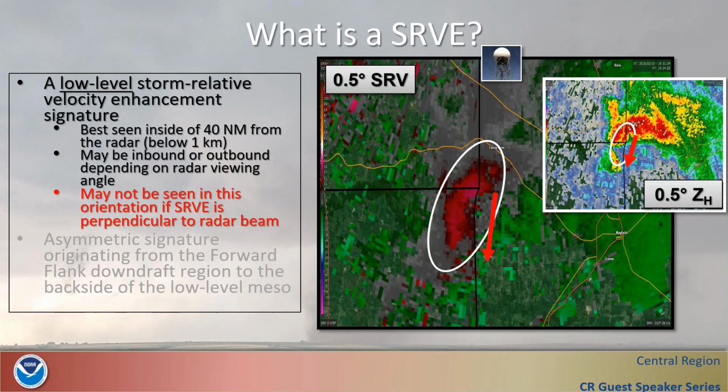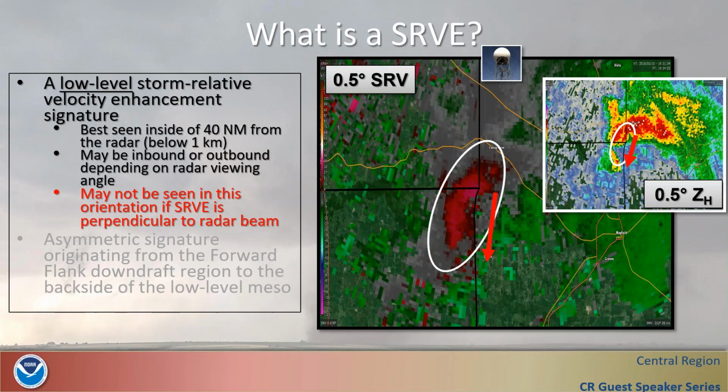It may show up as an inbound or an outbound signature. It depends on your radar viewing angle. Is the storm located north, south, east, or west from your radar? In some cases, depending upon the orientation of the SRVE, it may actually be perpendicular to the radar beam, in which case you won't see it in this presentation as I have it shown up here on the screen. So again, it could be an inbound signature or an outbound signature.